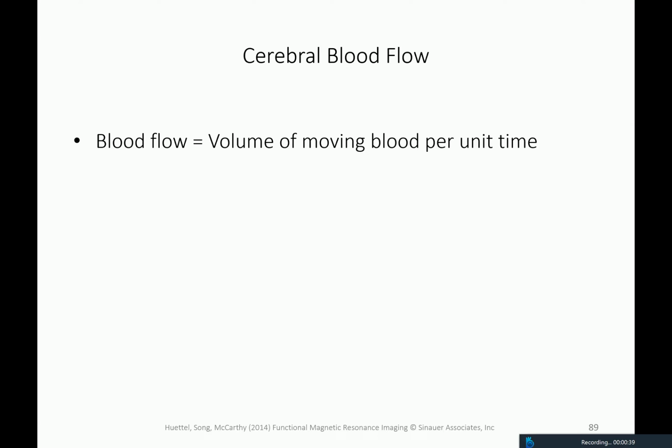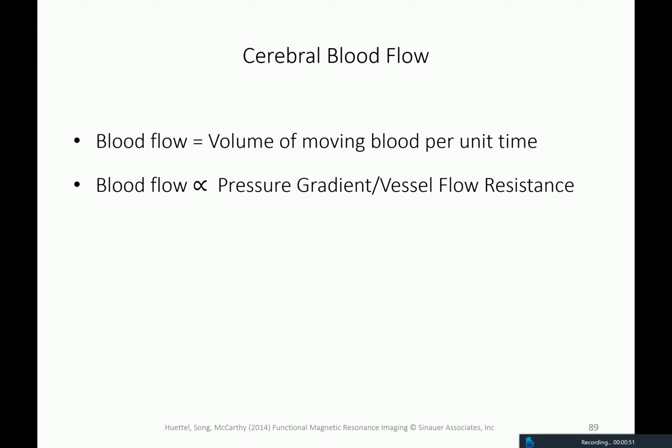So what is blood flow? Blood flow is the volume of moving blood per unit time. So it's actually a physical quantity, and if you think about the regulation of blood flow, it has to do with how much pressure is applied. So the pressure that is generated by your heart beating and the constriction of the arterial system, and the resistance that is applied to that in terms of the constriction of the vessels.